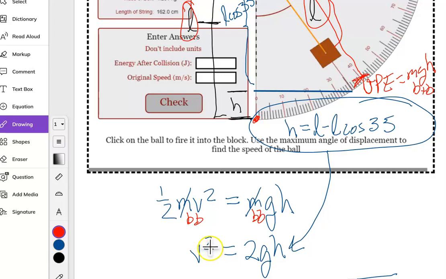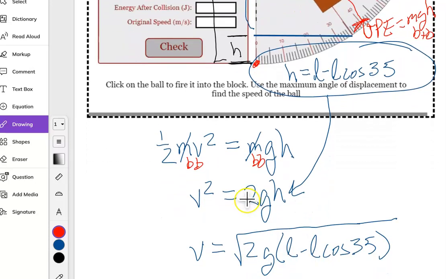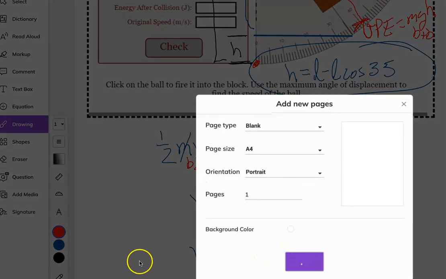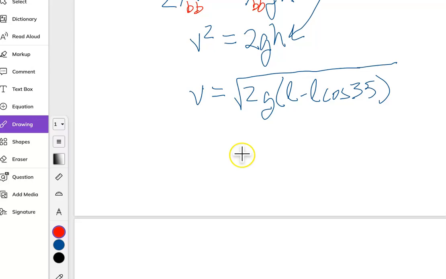When we solve then for the speed of the two things together, you're going to get V is equal to the square root of 2 times gravity times the length of the string minus the length of the string times the cosine of 35. But the thing you have to realize is that is the speed of those two objects together, but we want the speed of just the ball.